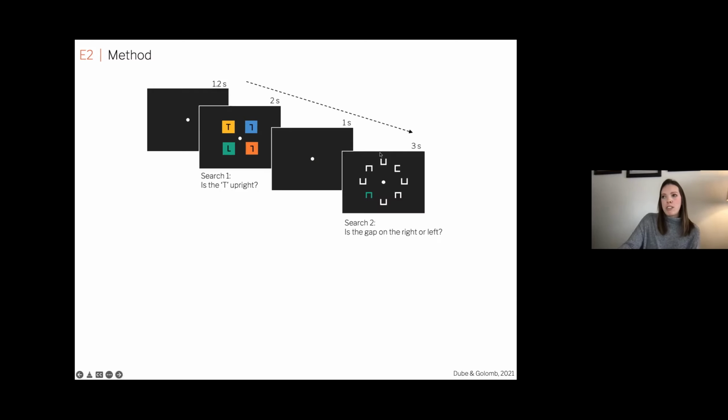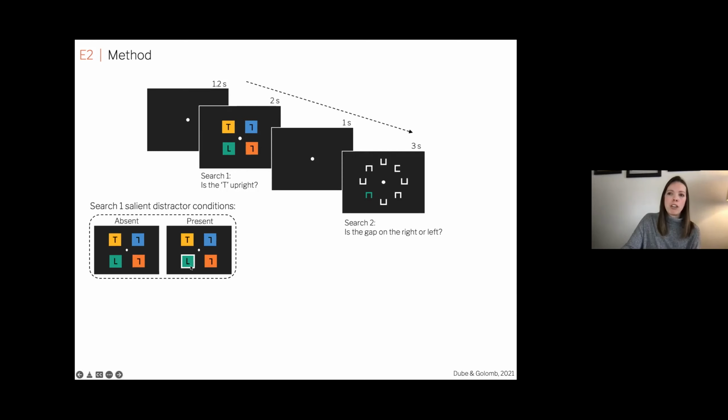Shortly after, they performed this second search where they were looking for the Landolt C with the gap on the right or the left side and indicating which side that gap fell on. Now we manipulated a couple of different things in these search tasks. In the first, we manipulated whether there was a salient distractor present in this display. So on some trials, a white border flashed briefly around one of those non-target boxes.